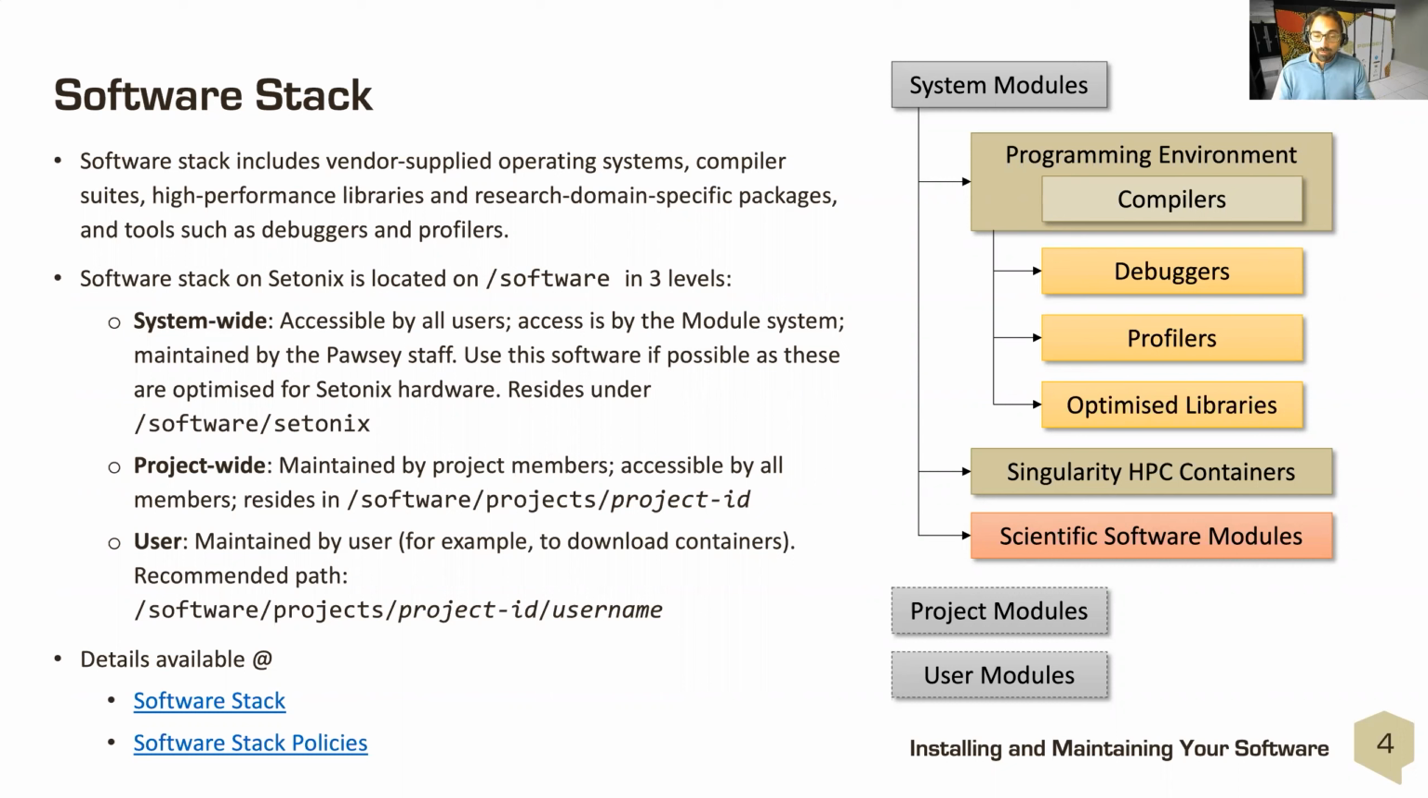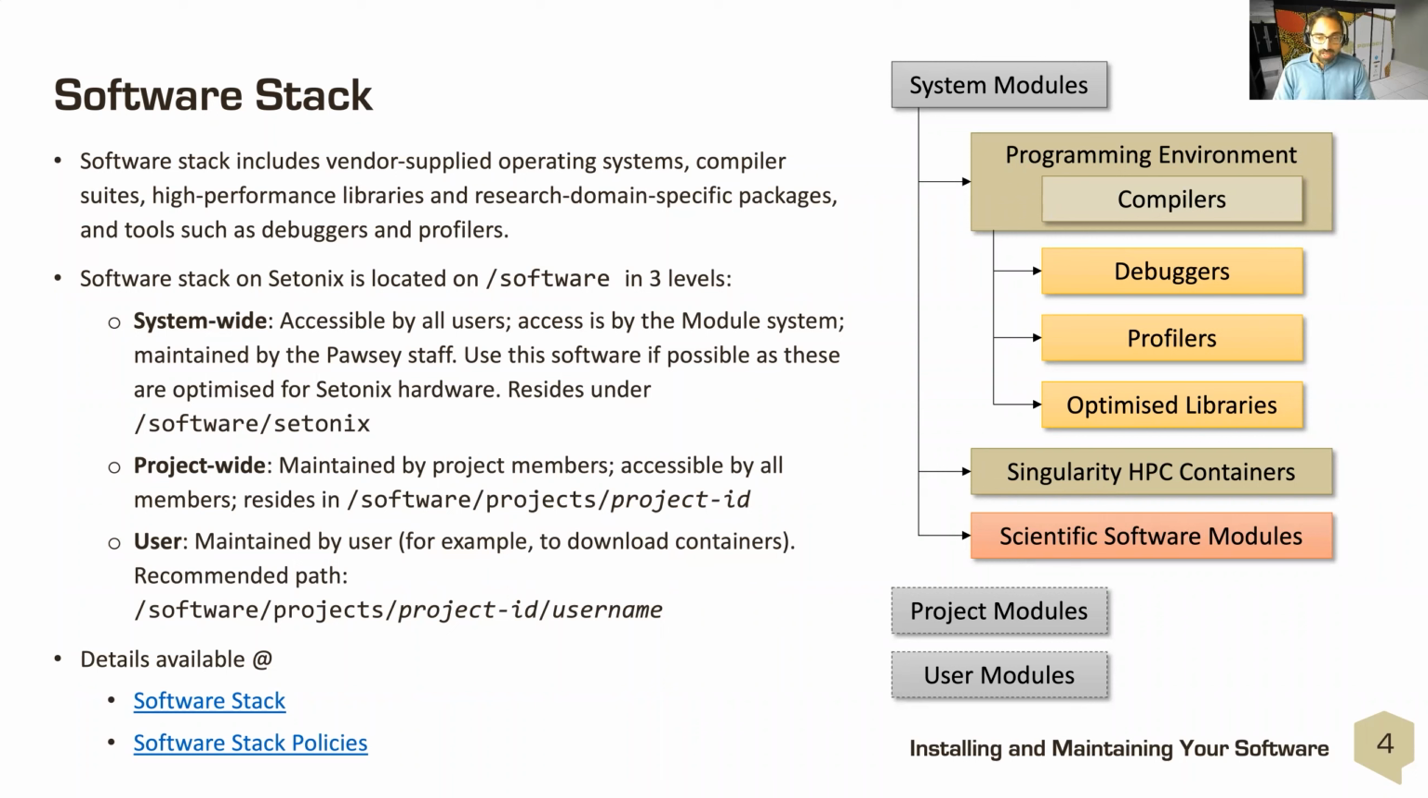Users are part of projects, and projects can also have their own project-wide software installations in /software/projects/project ID. Of course, project ID here would be the particular project that you belong to, such as Pawsey 1, Pawsey 2, etc. There's also user-maintained software. We suggest that if you're doing any specific stuff for yourself, to have that in /software/projects/project ID/username. This is obviously where you should maybe keep downloaded containers that you're going to run, and any smaller software that's not meant to be project-wide for your group.